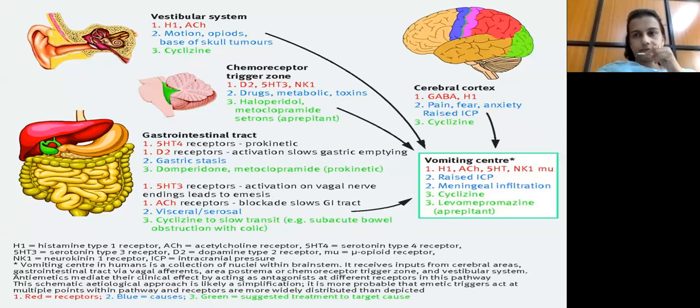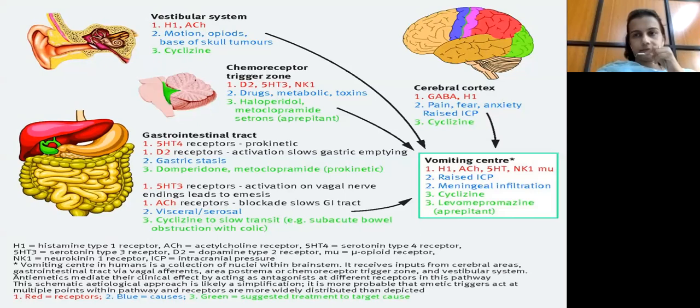And which medicines will act on these receptors? You've got haloperidol, metoclopramide, and aprepitant. Aprepitant is a newer one that has been tried for chemotherapy-induced nausea and vomiting. It's quite expensive. I have one slide at the end about aprepitant, and it acts on NK1 receptors, so NK1 again at the CTZ.